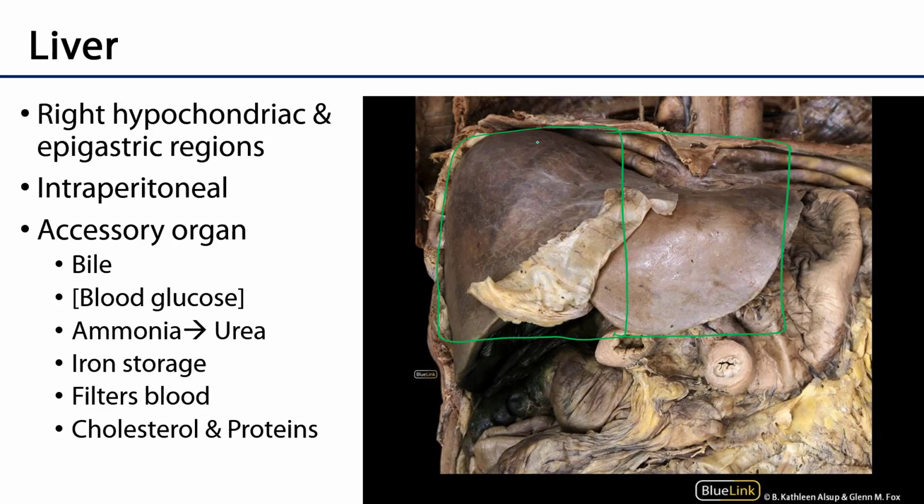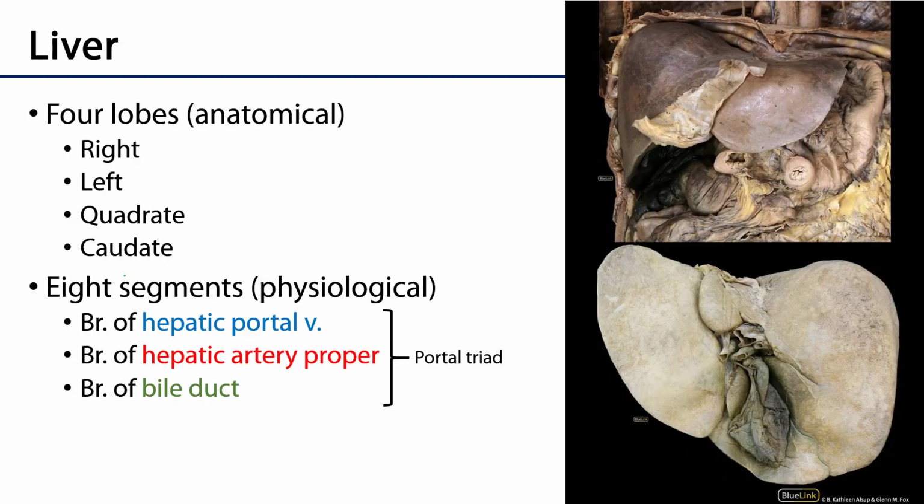It produces and secretes bile for the emulsification of fats. It helps to regulate concentrations of blood glucose. It helps to convert ammonia into urea. It serves as a place to store iron for hemoglobin. It's also part of several processes for helping to filter the blood, and it produces cholesterol and proteins and has a variety of other functions as well.